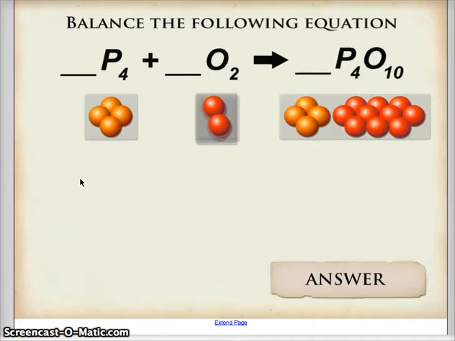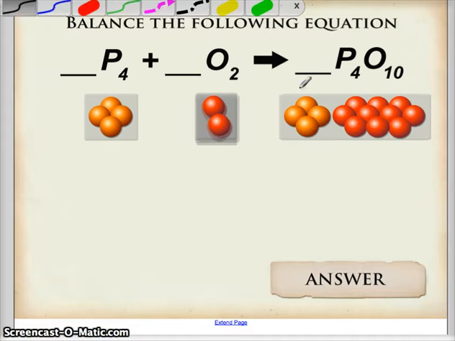Alright, so again, you look for your metals, no metals here. You look for non-metals that aren't carbon, hydrogen, or oxygen. You write those first. So I put P, and then carbon, hydrogen, oxygen in that order. I only have oxygen, so I put P, O. I count 4 phosphorus on the product side and 2 on the reactant side, and 2 oxygen on this side and 10 on the reactant side.